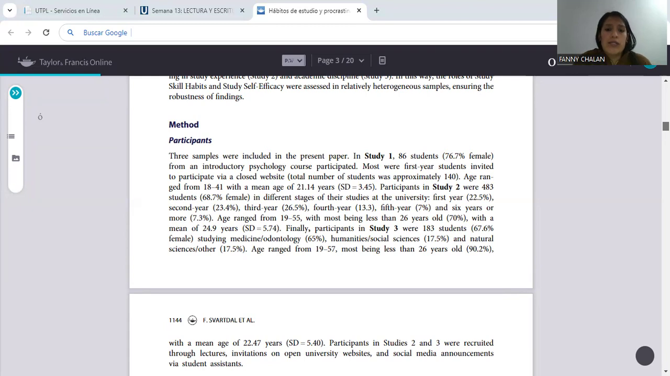The methodology describes how the participants were selected, contributing to evaluating the representativeness of the sample. For contextualization of the results, knowing the stage of university studies of the participants in study 2 and their areas of study in study 3 provides context for interpreting the findings. This study used a quantitative approach.